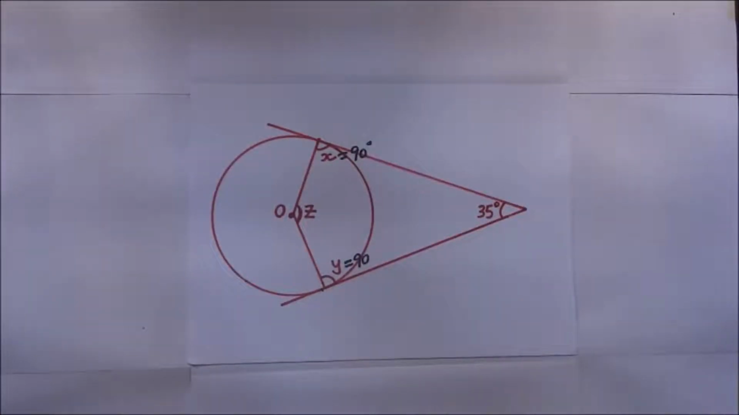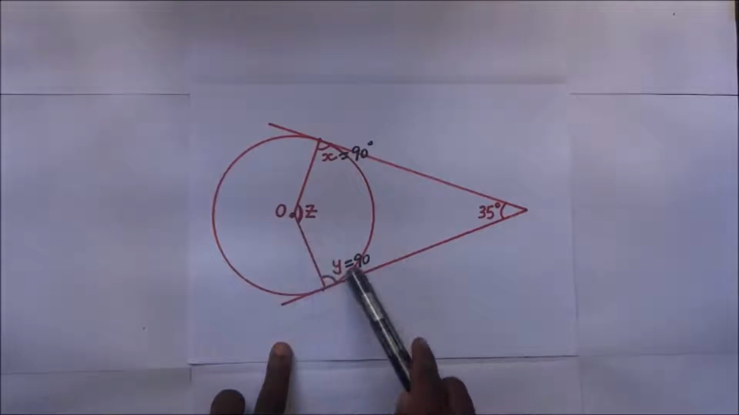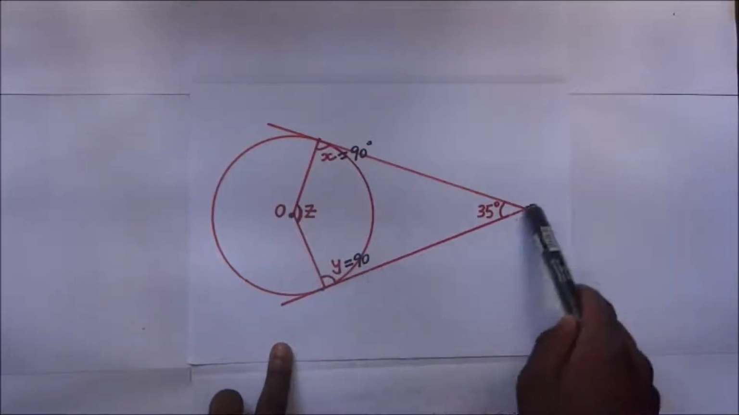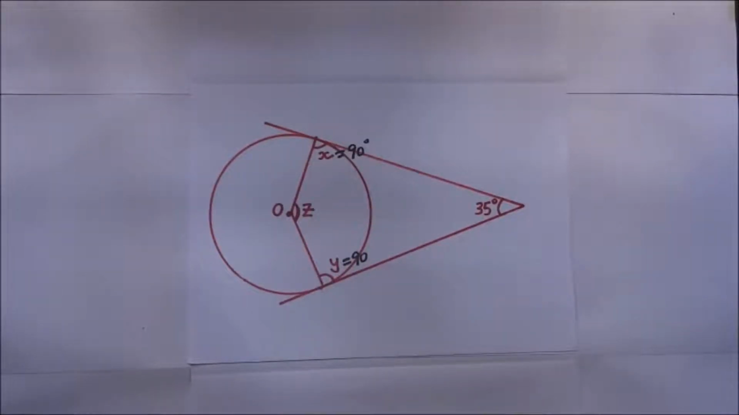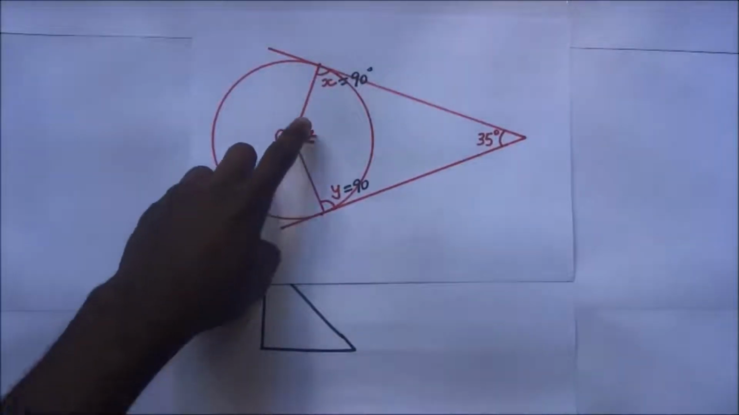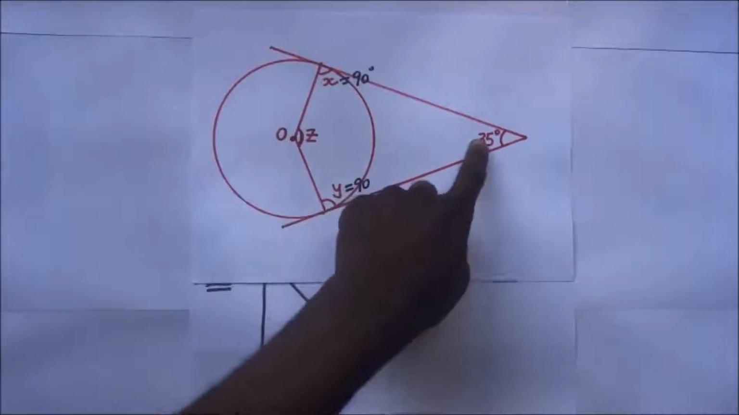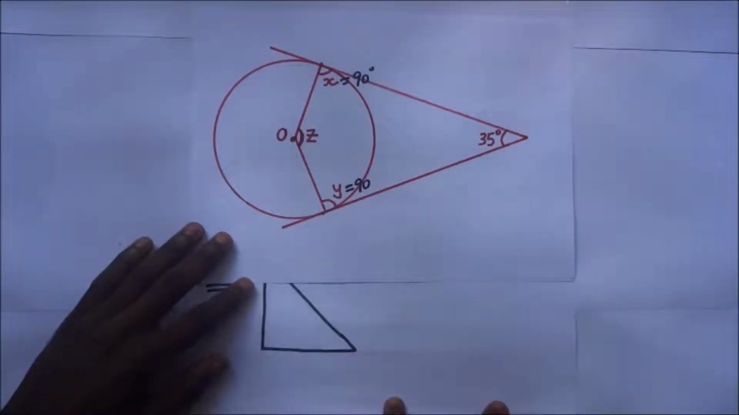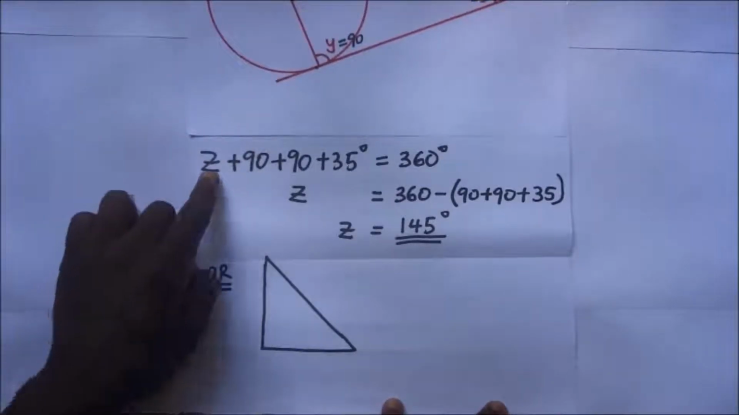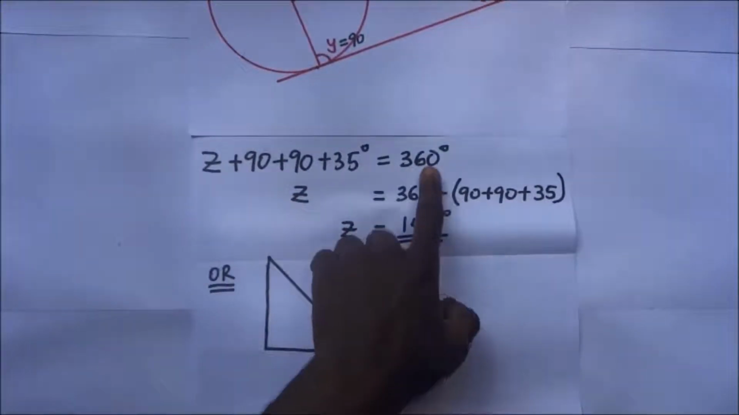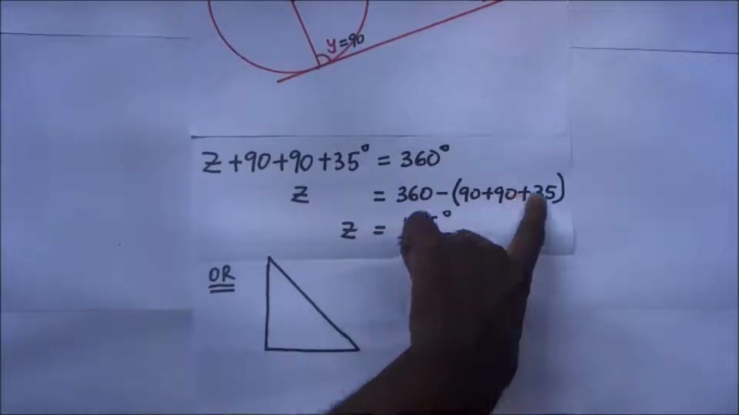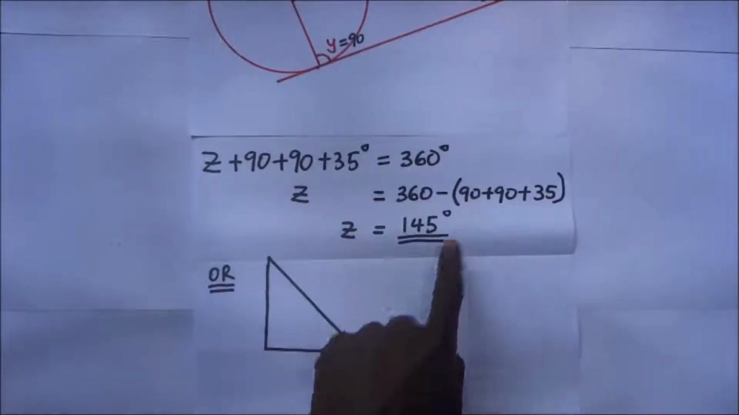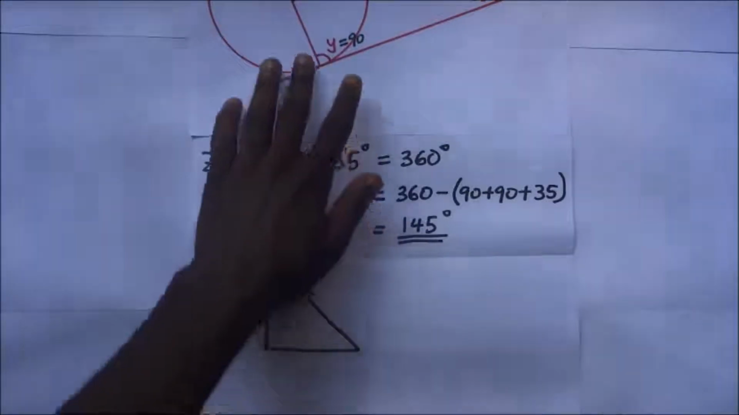Now, what's the value of z? There are two ways you can find the value of z. First of all, this is a quadrilateral. And we all know that the total angle sum of a quadrilateral is 360 degrees. So to get the value of z, x plus y plus z plus 35 degrees is equal to 360 degrees. So that's our working: z plus 90 plus 90 plus 35 is equal to 360 degrees. We make z the subject of the formula. It becomes 360 minus the rest of all this, which comes that side. And we get our value of z as 145 degrees.